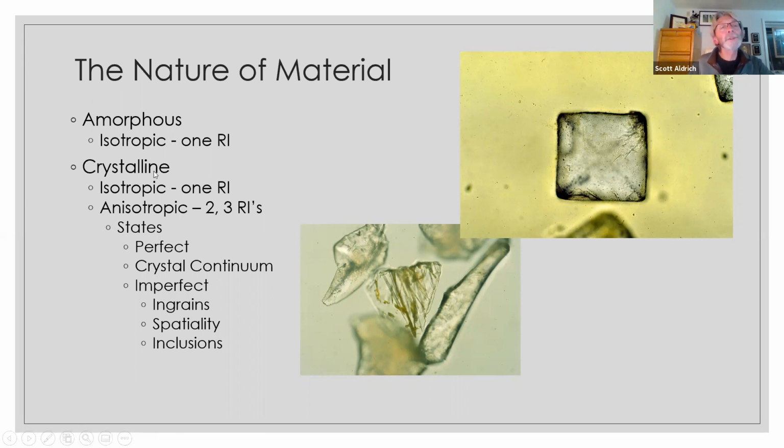So crystalline material is isotropic or anisotropic, a term that means it has two or three refractive indices. And it can exist in a number of states. It can be perfectly formed with no defects, perfectly ordered. It would give us a wonderful X-ray diffraction pattern. Everything's great about it, chemically, physically. But then it can also exist in a crystal continuum.